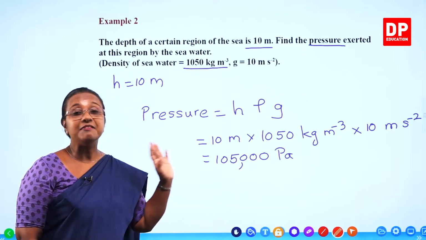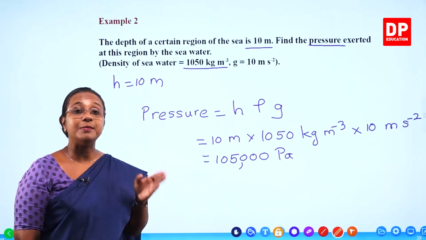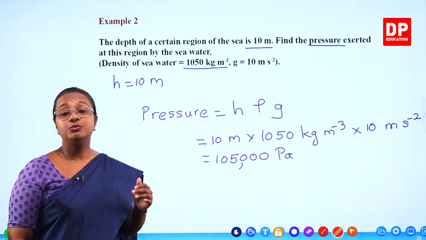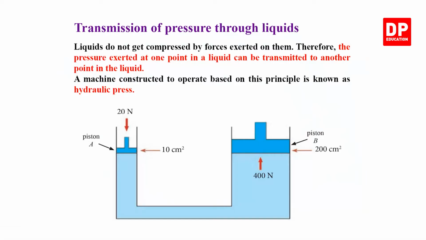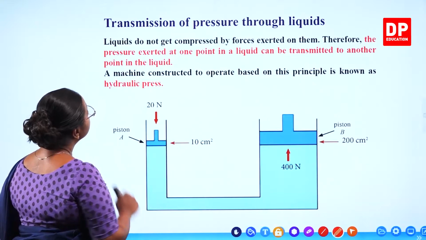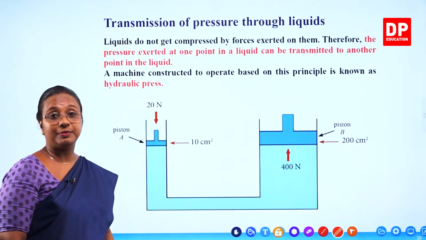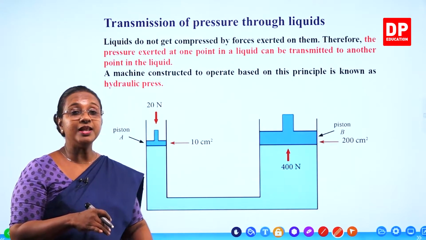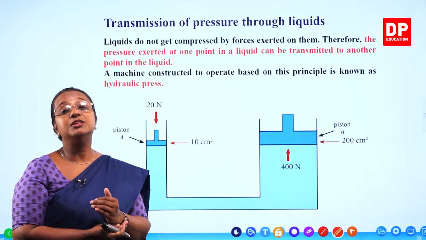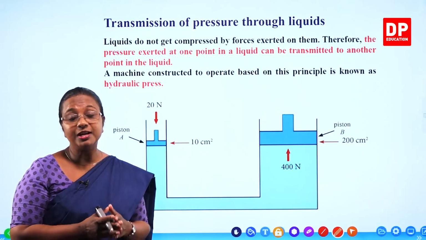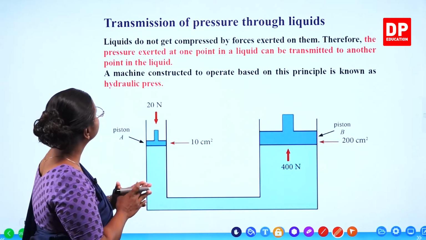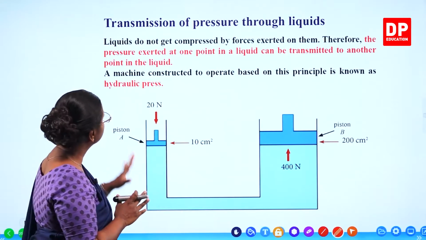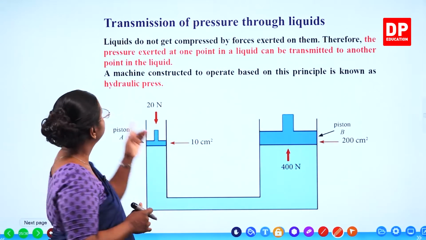So with that, I will move on to the next topic where we try to understand how pressure is transmitted through a liquid. Transmission of pressure through liquids. So when you exert a pressure at one point of the liquid, that will be transmitted through the liquid to a different point. That is what we say as transmission of pressure through liquids. We will observe how that occurs.